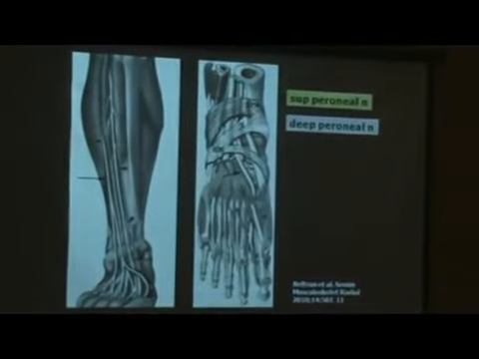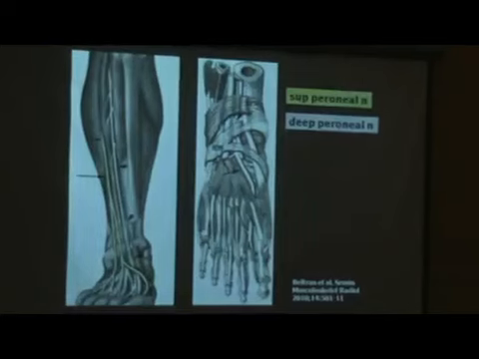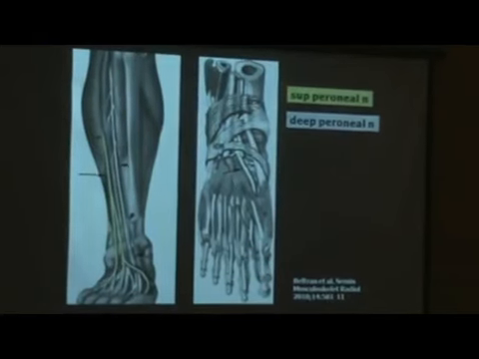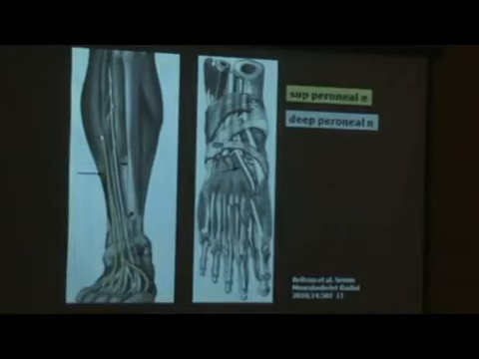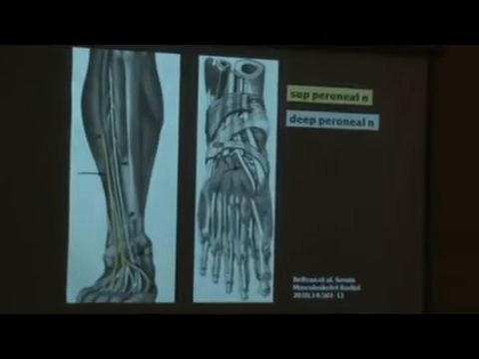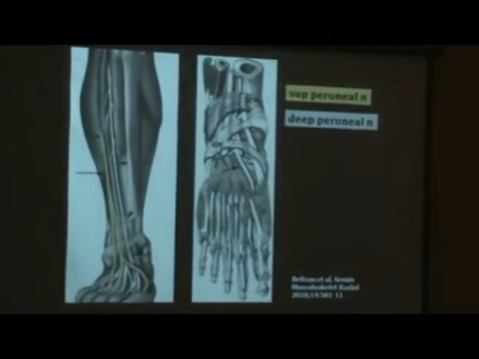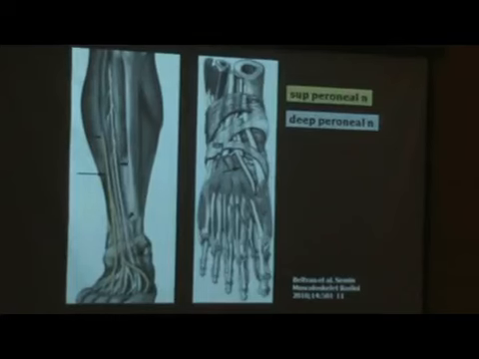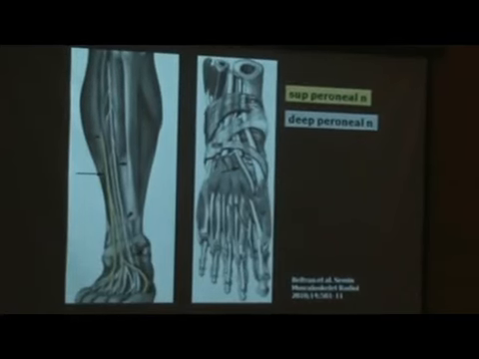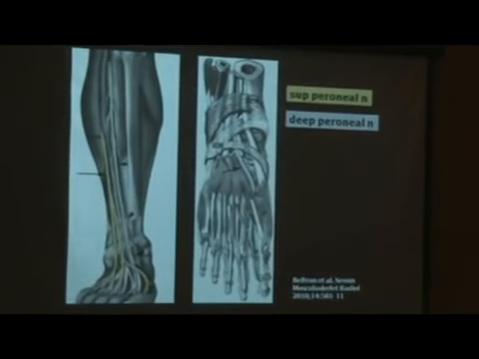Just to show you a drawing from the literature to represent the superficial peroneal nerve in yellow. Here is exactly the site where it pierces the deep fascia of the lateral compartment of the leg, and then it has a superficial course through the ankle and the anterior aspect of the foot. And the deep peroneal nerve in blue, you can see its course here through the anterior tarsal tunnel, and I'm going to show you that.